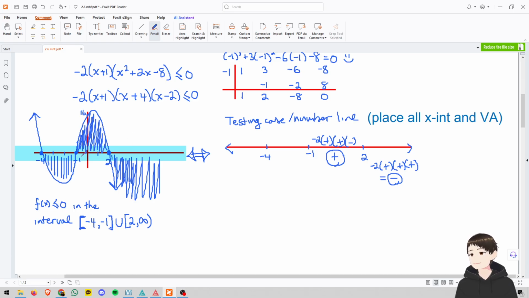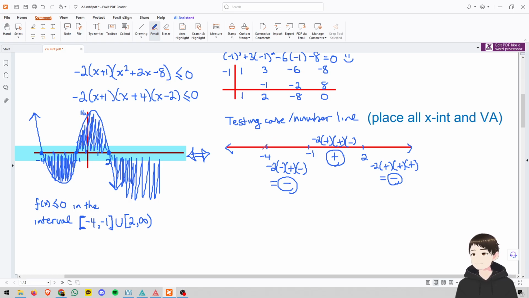Next, choose an easy number between -4 and -1. I will choose -2. So -2 multiplied by, I'm going to do down here, -2 multiplied by -2 plus 1, that's a negative value. -2 plus 4, positive value. And -2 minus 2, negative value. Multiply all that, I would have a negative value, which we expected. The y values between -4 and -1 are negative.